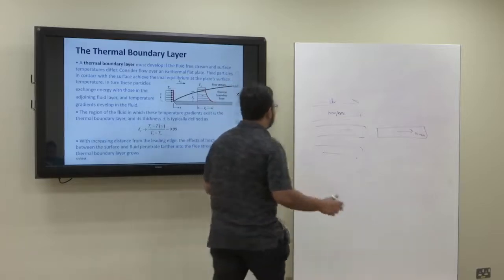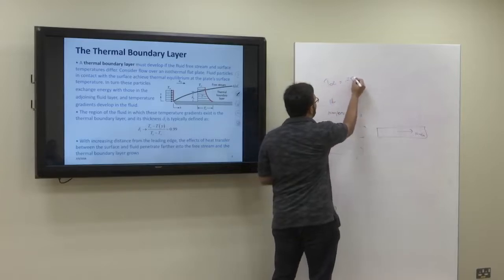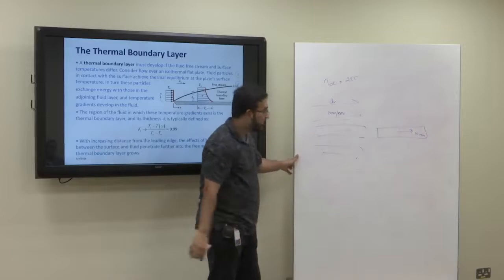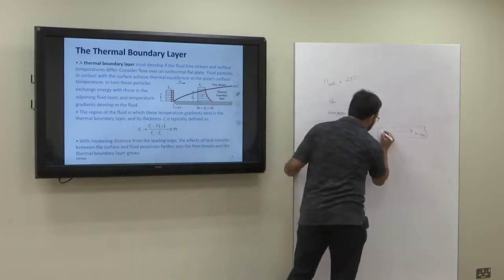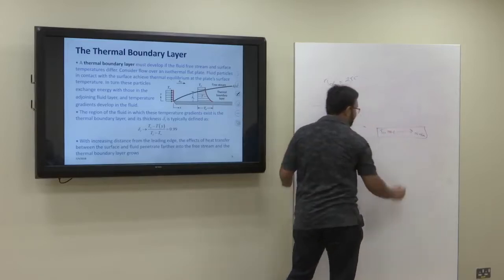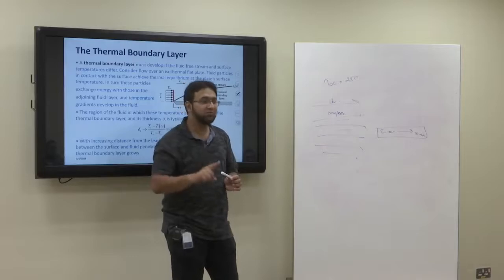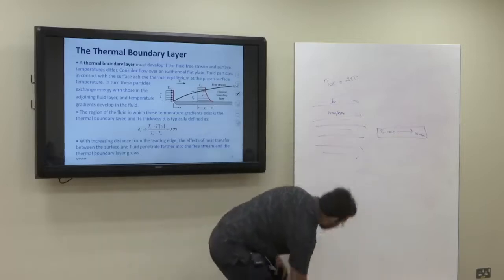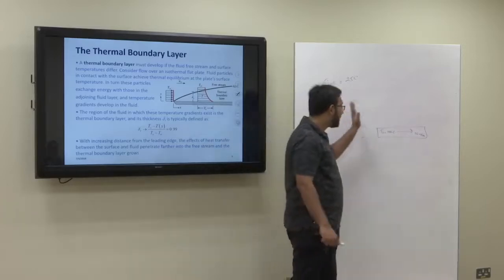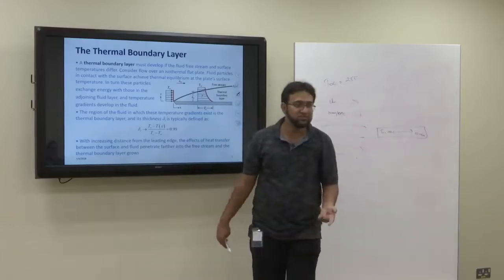Now suppose that the temperature of this air, T infinity, is 25 degrees centigrade. And suppose that the surface of the plate is at 100 degrees centigrade. Now there will not be any velocity profile. There will not be any boundary layer, but there is going to be a boundary layer for the thermal system, because the air is moving at 25 degrees centigrade and will be in contact with this surface, and the surface is at 100 degrees centigrade.